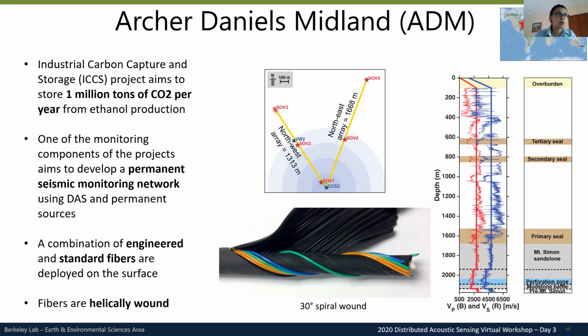So we have here deployed 2 lines, 2 surface lines with fiber. In this cable that we deployed here, we have also the engineered fiber. So we have a combination of telecom fibers and engineered fibers. One different thing here is that the fibers are actually helically wound along the cable axis, and this is done to improve the angle sensitivity of the fiber.